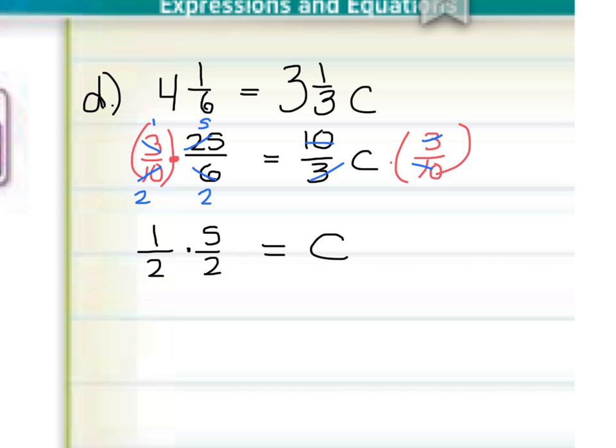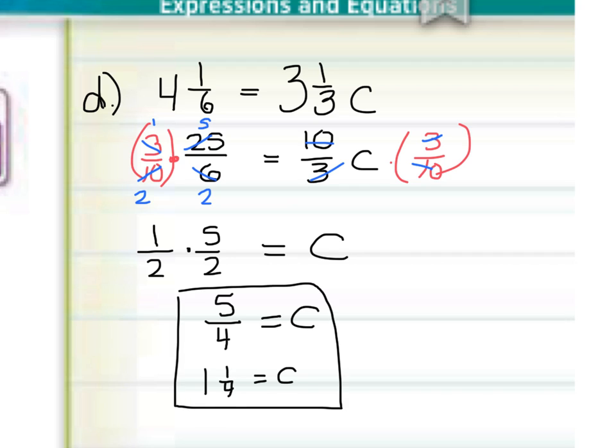1 times 5 is 5. 2 times 2 is 4. So 5/4 equals C, which is the same thing as 1 and 1/4 equals C. Both work as answers. And to show now a check step, start with the original equation, and actually let's start with the improper fraction equation. 25 sixths equals 10 thirds C. We'll substitute in the improper fraction, since when we multiply fractions they must be improper.